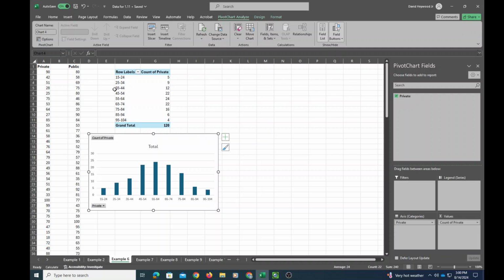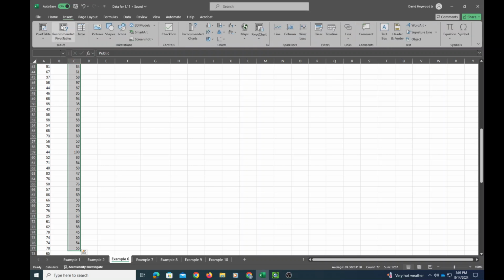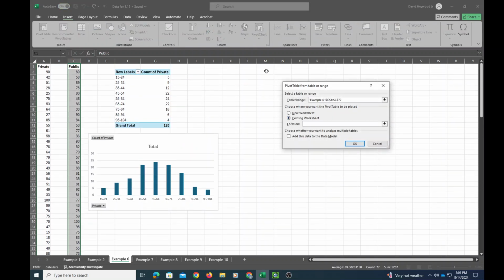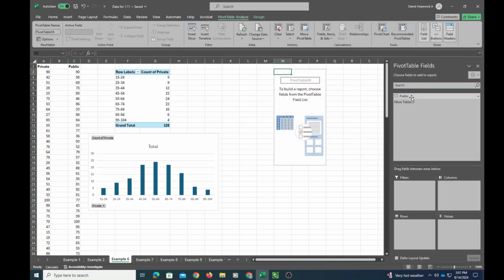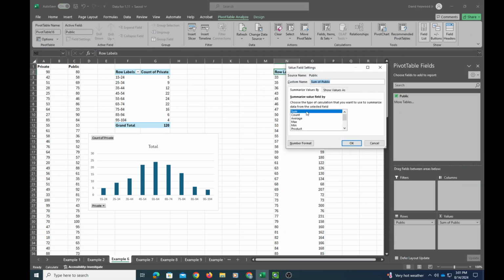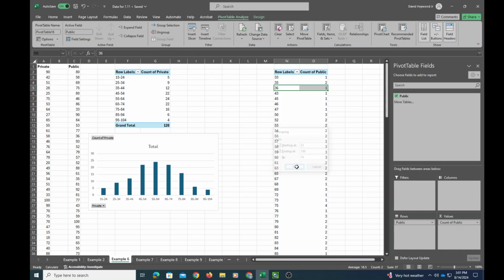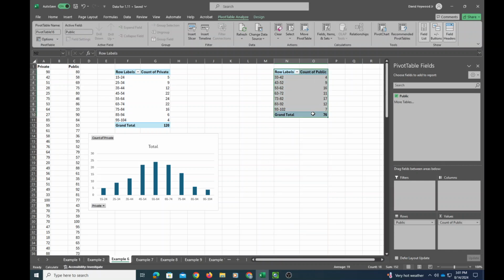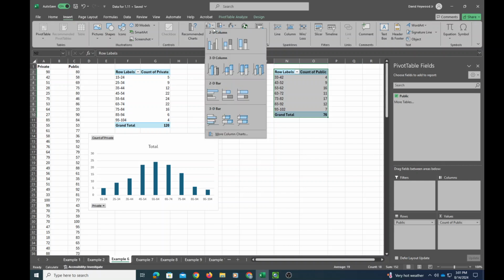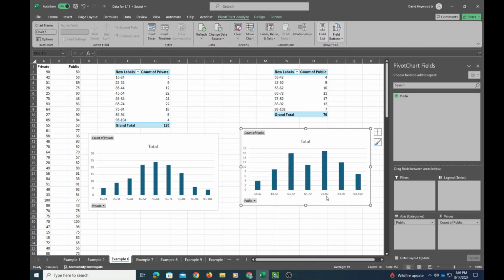Okay, let's do the same thing for public schools. Insert pivot table. Let's do this right next to the other one. Let's change sum to count, and we'll group. And again, I'll just use the default that Excel wants to give me, and I'll insert a histogram there. Okay, so another symmetric one. This one's not quite as beautiful as the other one, but it's definitely symmetric. It's not perfectly bell-shaped, but it's a symmetric distribution.